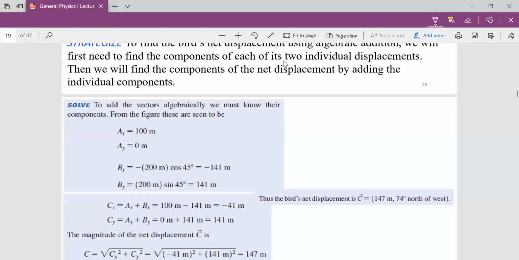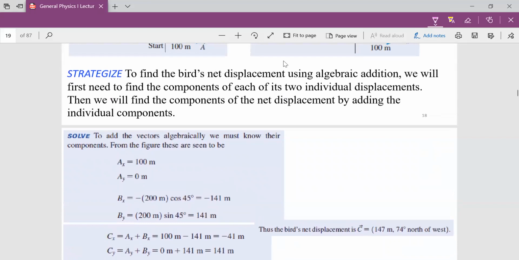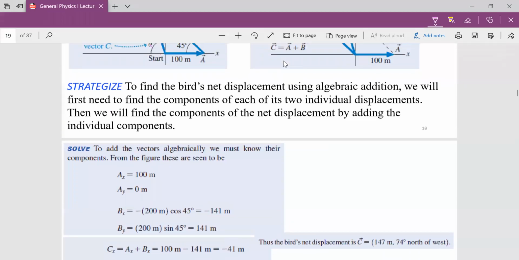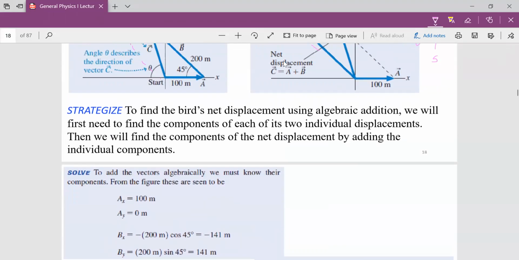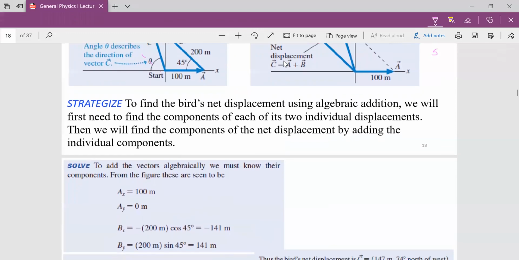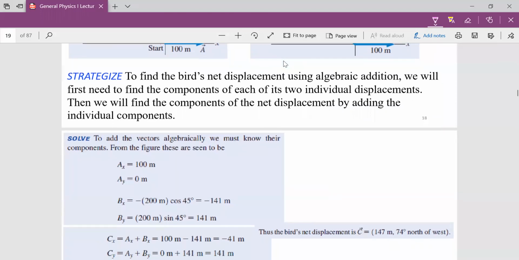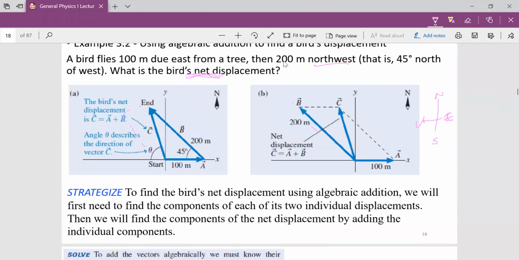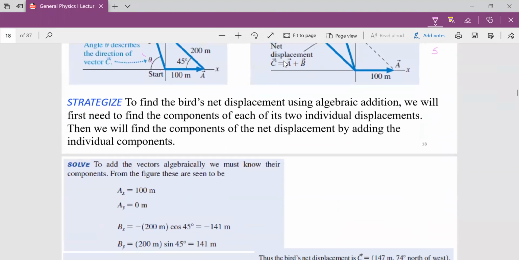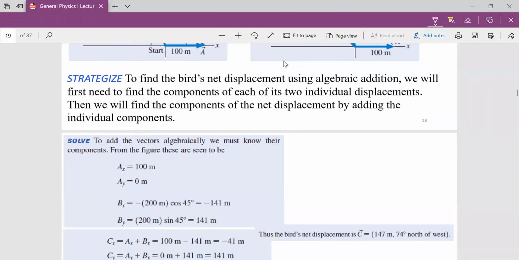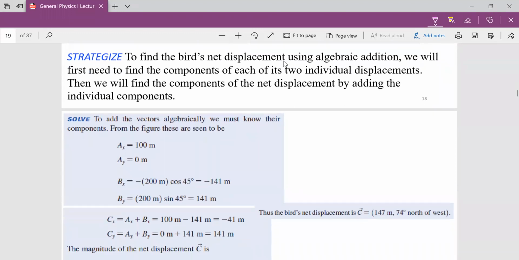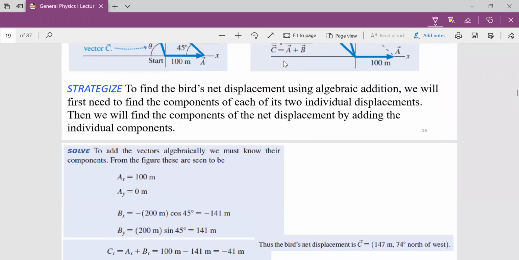Okay. So first, if we want to get the x component of this, y component of this, x component of this, y component of this, so that we can do algebraic addition. Remember, the question is using algebraic addition. To add the vectors algebraically, we know the components from the figure: for A, it is in the x direction, so it does not have a y component.